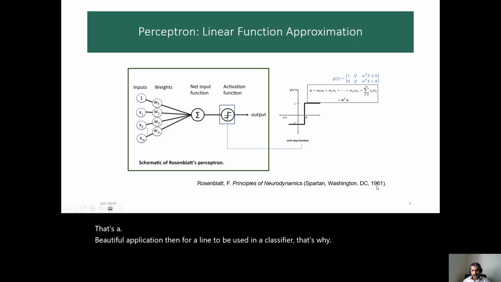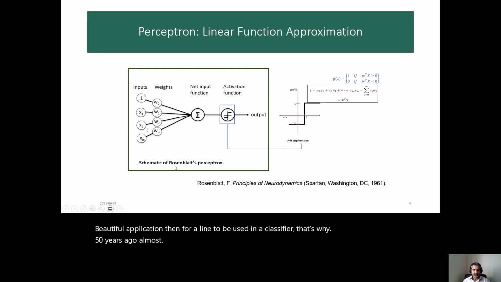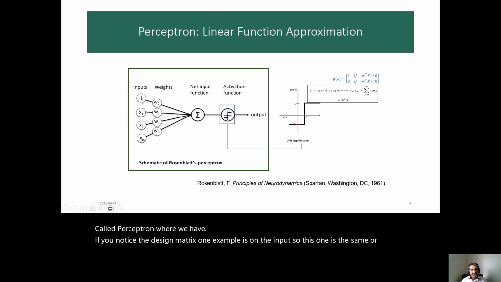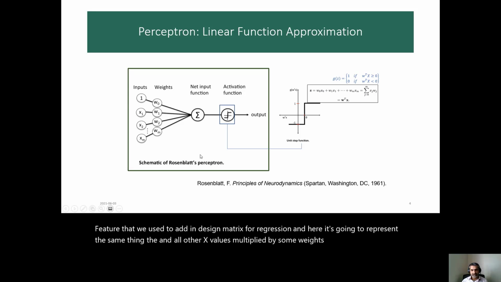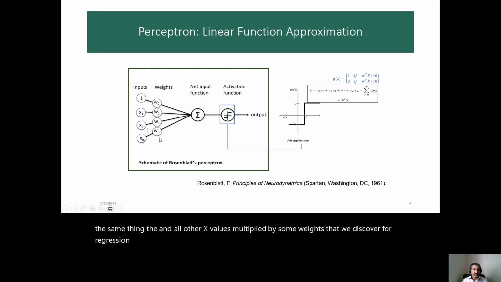That's why almost 50 years ago, this guy, Rosenblatt, proposed one of the first neural network ideas called the Perceptron, where we have, if you notice, the design matrix. One example is on the inputs. This one is the same added feature that we used to add in the design matrix for regression. And here it's going to represent the same thing, the bias, and all other x values multiplied by some weights that we discovered for regression using least squares or other solutions.